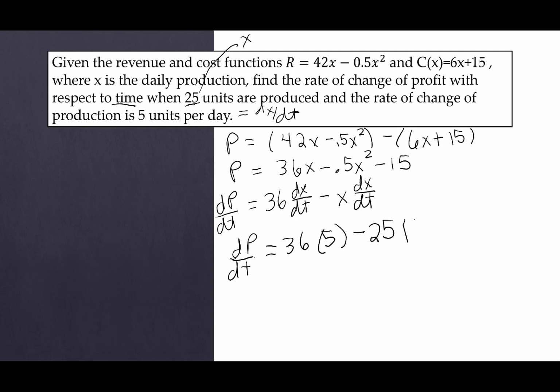And again, we put the 5 in for the change. Now I have 36 times 5 minus 25 times 5, which says 55. The interpretation then is the profit is going to increase by $55 if we started at a level of 25 units and decide to increase it by 5 units per day. So we're going from 25 up to 30, which means the profit will go up by 55.